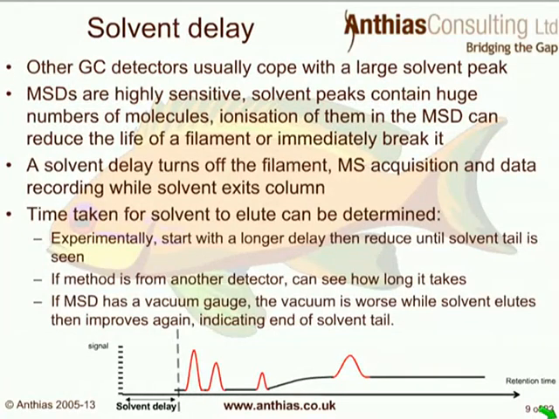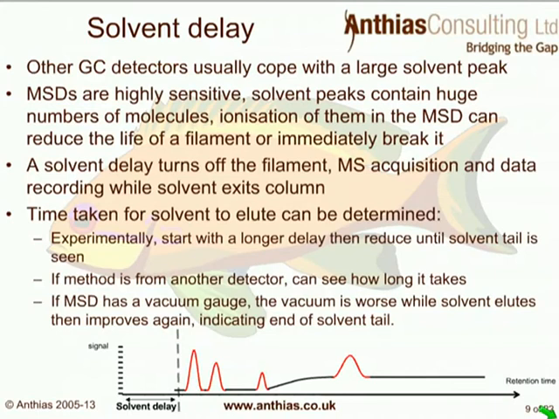Now, of course, with GC detectors, they can cope with large solvent peaks, but mass spectrometers are very, very sensitive. And solvent peaks contain very large numbers of molecules. If we try to ionize all of these molecules from the solvent, then we'd reduce the lifetime of the filament, or it would be immediately broken. So therefore, when we're using a mass spectrometer, we need to be thinking about using a solvent delay.